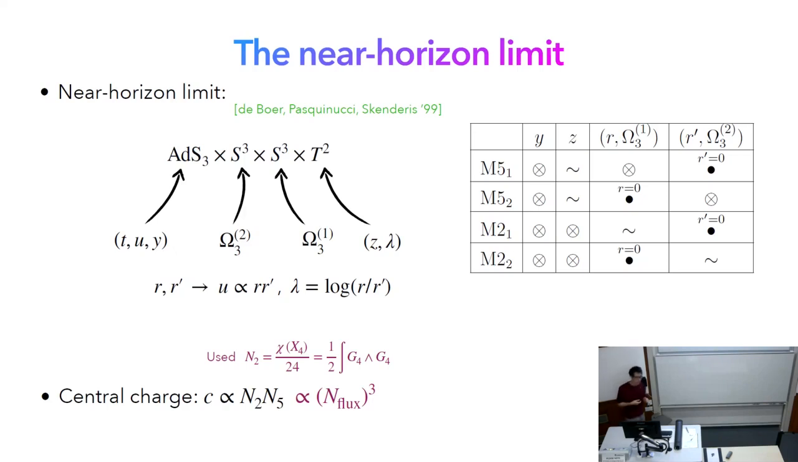So again, you can compute the central charge of this AdS3. This would be proportional to the number of M2 branes and the number of M5 branes. So this is proportional, by using the tadpole cancellation condition, to the number of flux cubed, which is a bigger value than what was found by the Harvard group. So that means that we have a weaker bound on the absolute value of lambda due to the presence of the M2 branes on the other side.